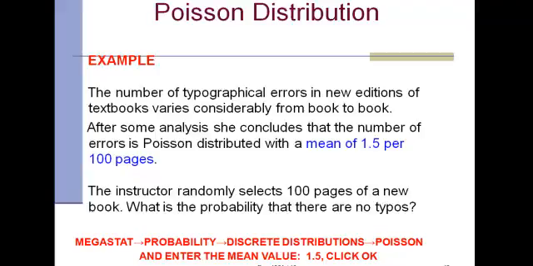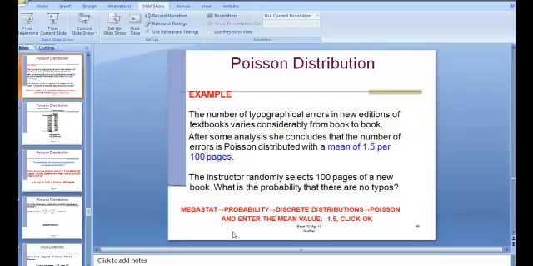And then the instructor randomly selects 100 pages of a new book. What's the probability that there are no typos? Well, again, we have the luxury of going to Megastat. So all we do is go to Megastat, and let me escape out of this slideshow.